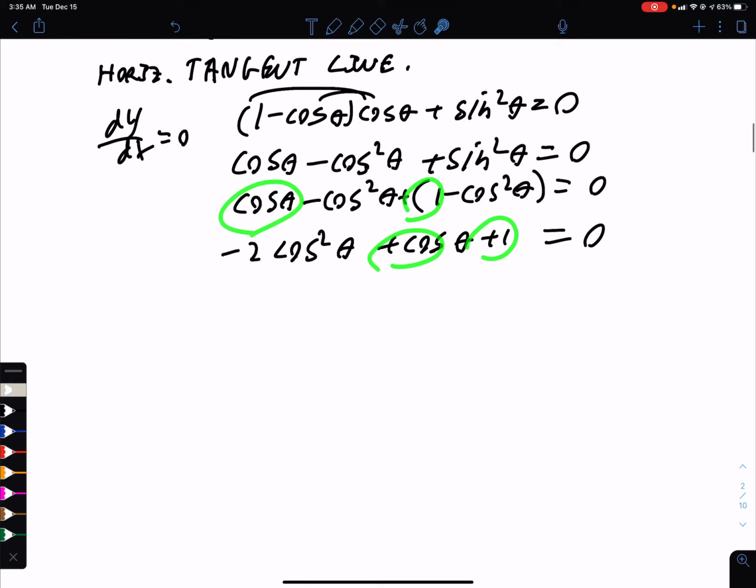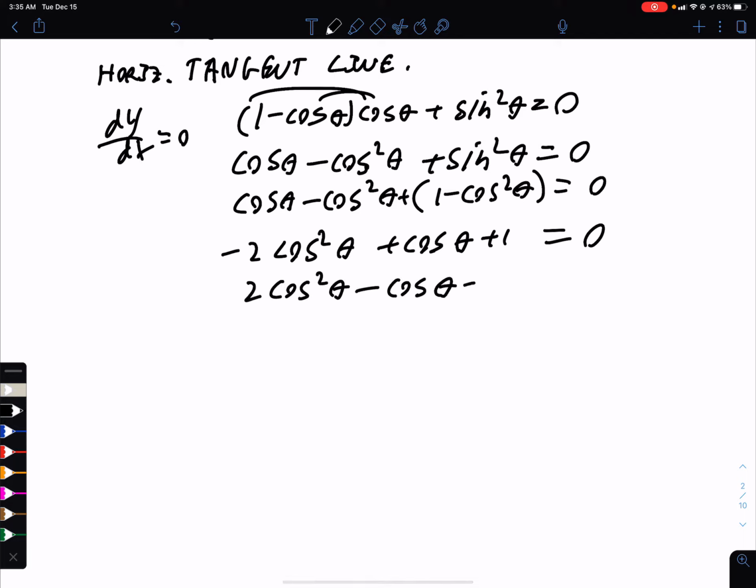So I'm going to try factoring this. Before I do that, I'm going to multiply both sides by negative 1. I don't like my first term to be negative, so I like that better. And then to factor this, I'm going to do 2. Okay, let me give me some room.